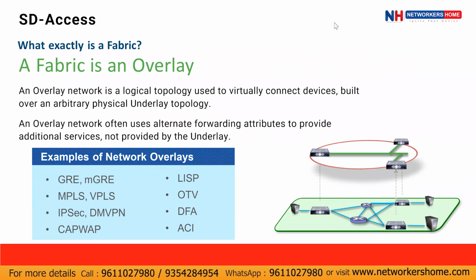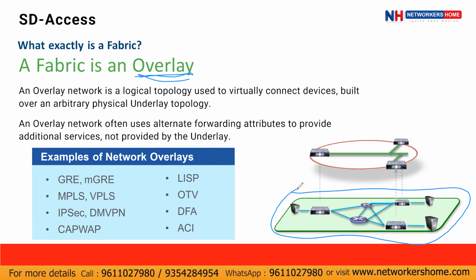So, what exactly is a fabric? A fabric is nothing but an overlay. Stress on this word. Now, what is an overlay? It's a logical topology, not the physical one. It's the logical built on top of the physical. If you look at the diagram, this is called the underlay, which means that the physical connectivity part and the end-to-end reachability part is taken care of by the underlay.